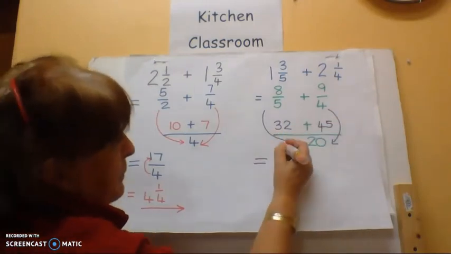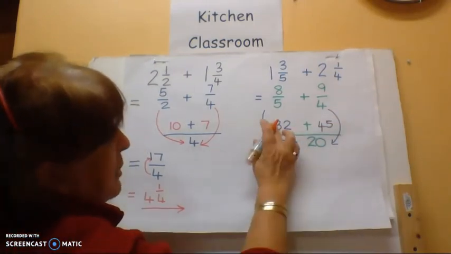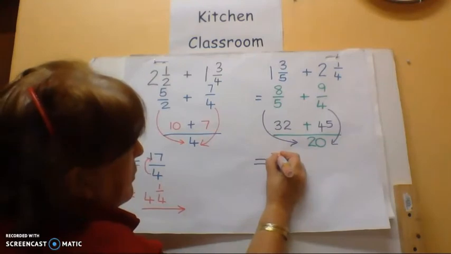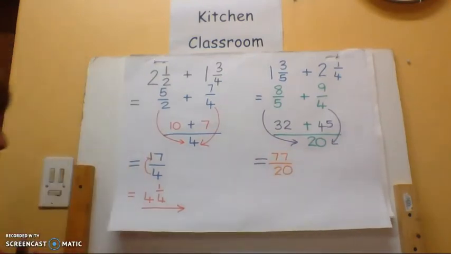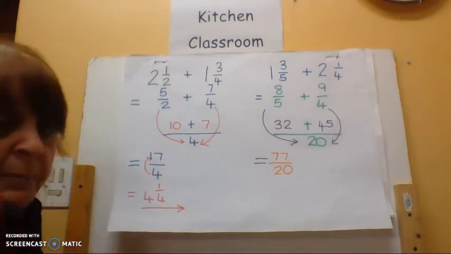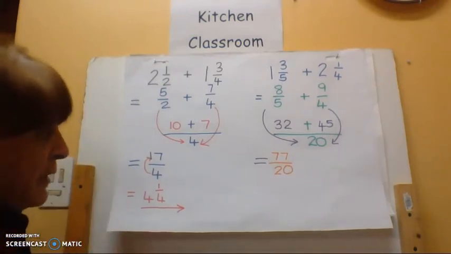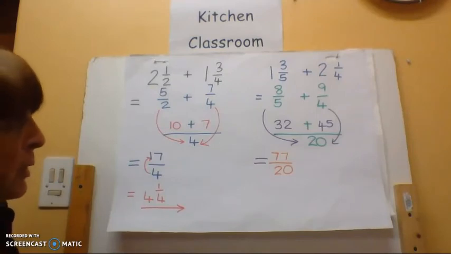2 plus 5 is 7. 3 plus 4 is 7. So I'm left with 77 over 20. It's an improper fraction. It's top heavy and it wants to be turned into a mixed number.